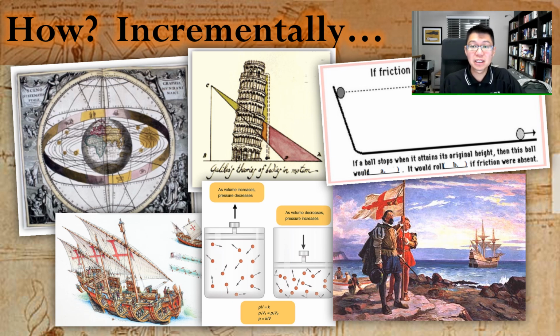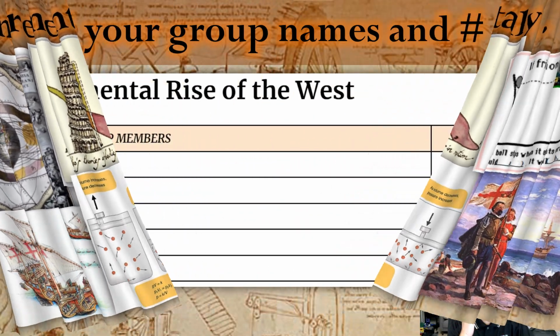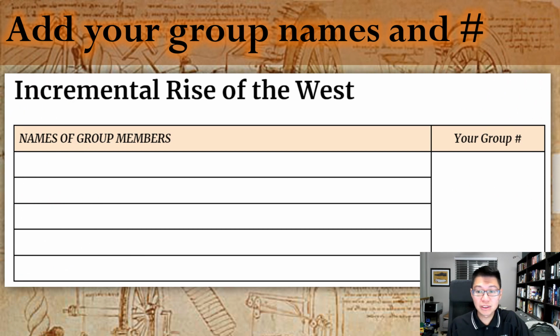Okay, so what's going to happen is that you'll be broken up into groups of probably 4 or 5 individuals, such that there are 10 groups total.